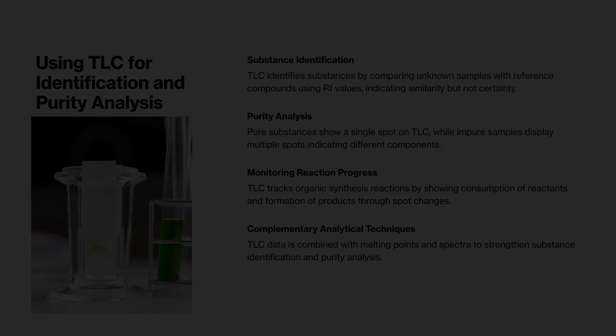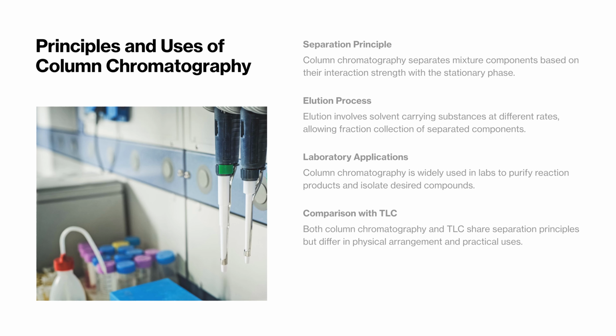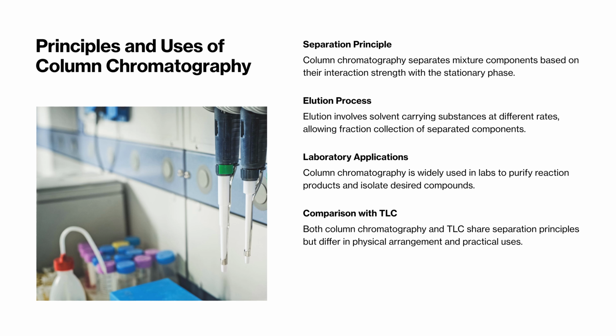formed. Principles and uses of column chromatography, gas chromatography, conditions and suitability, retention time and interpretation of gas chromatograms, gas chromatography, mass spectrometry, GC-MS. Column chromatography is a technique used primarily for separating and collecting components of a mixture, rather than simply identifying them. The stationary phase, often silica or alumina, is packed into a vertical column, and the mixture is added at the top.